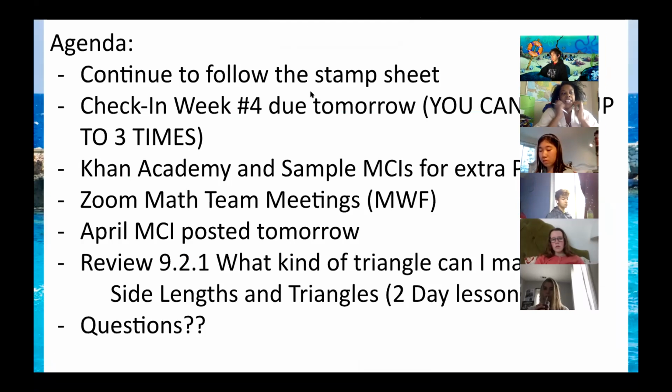For today's agenda, we are going to continue to follow the stamp sheet. I'm reminding you to follow the dates and look over the classwork. I posted the solutions on Google Classroom, so you just need to scroll down. Also make sure you complete the assignments from the stamp sheet. Those problems are really important to get exposed to and practice so that you can master them next school year. Don't worry about mastering now, just get as much exposure as possible.